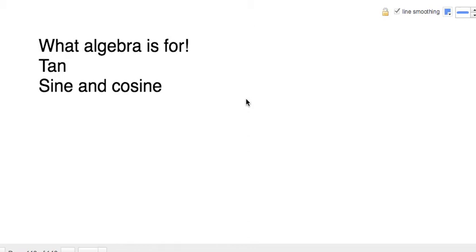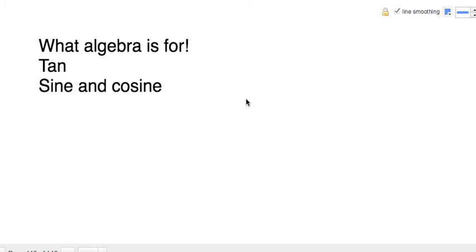The main thing was what algebra is for, which I hope you know by now. Pause the video and think about what it is, and I'll tell you. Remember, it's to find out where two lines cross. It could be a line and a curve, a curve and a curve, a curve and a circle, a line and a sine wave, a line and a tangent curve, a line and cosine, or a curve and a cosine. It could be anything. We want to find out where they cross. So that's what algebra is for.